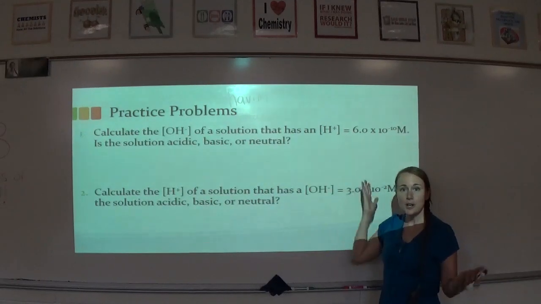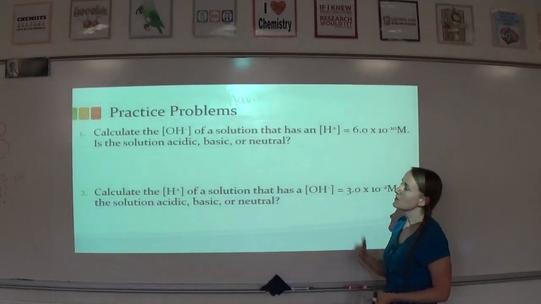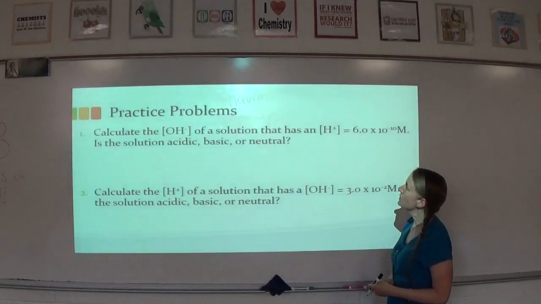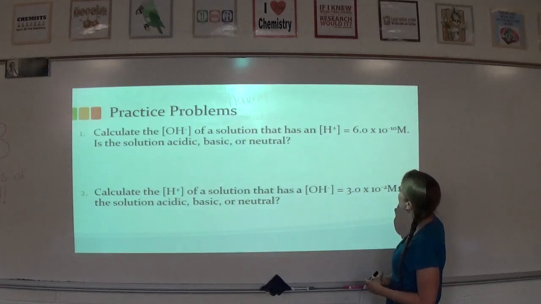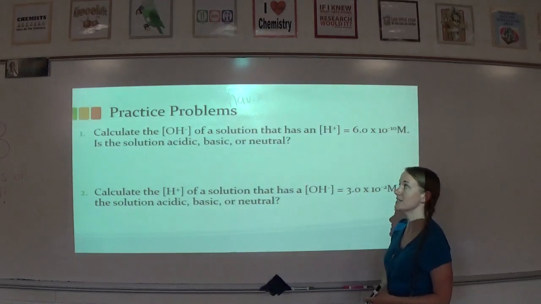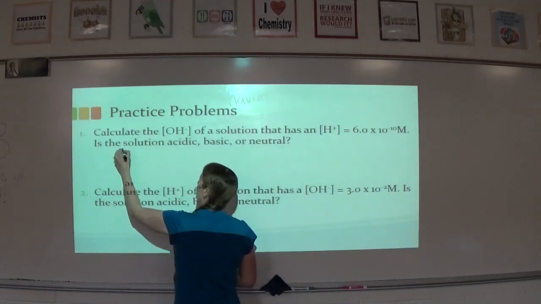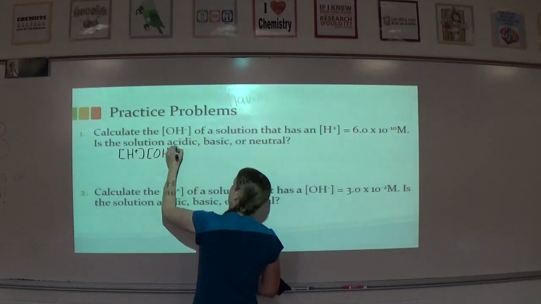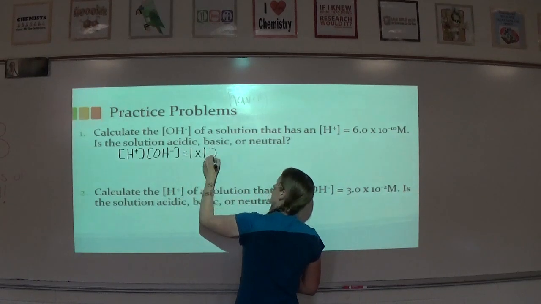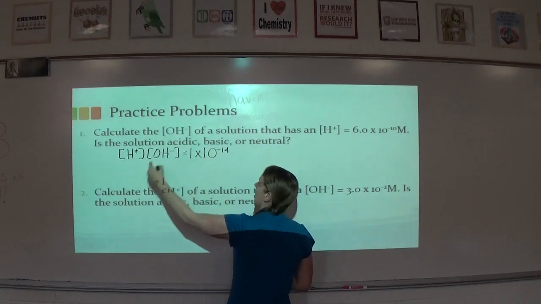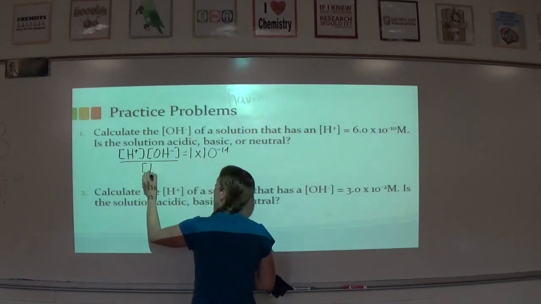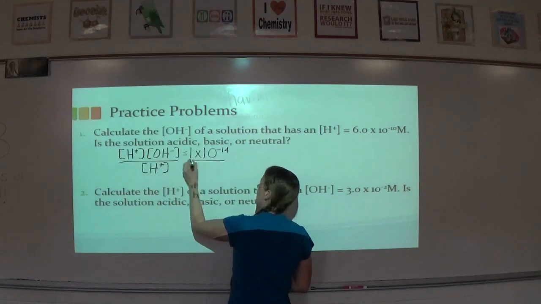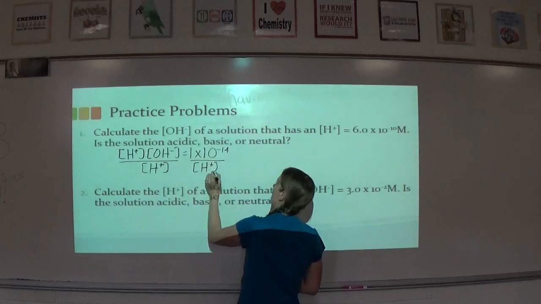So pause it, try it, and of course we'll try it together. It says calculate the OH minus of a solution that has H plus of 6 times 10 to the negative 10 molar, and is it acidic, basic, or neutral? So remember, we have H plus times OH minus equals 1 times 10 to the negative 14. I'm trying to find OH minus, so I'm going to divide both sides by H plus again. Hopefully you're okay at rearranging.